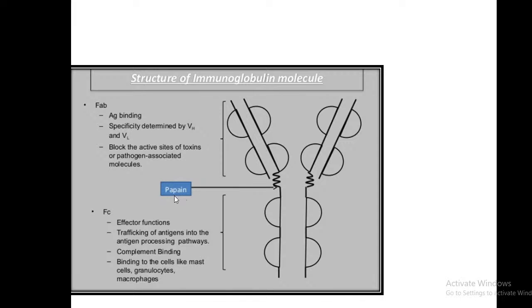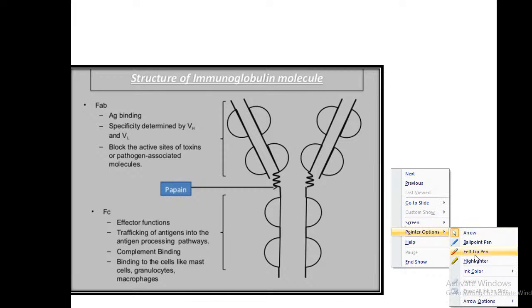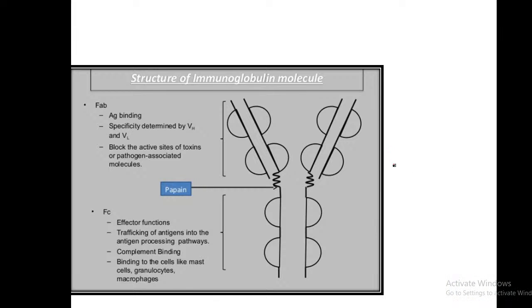Then, I said, when the antibody is exposed to an enzyme, papain, at the hinge region, another peculiarity of the hinge region was, the amino acid that was higher in number was, hope you remember, proline. It has more number of proline residues. At the hinge region, the proline residues are high.